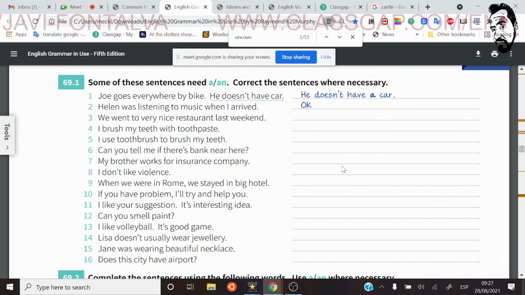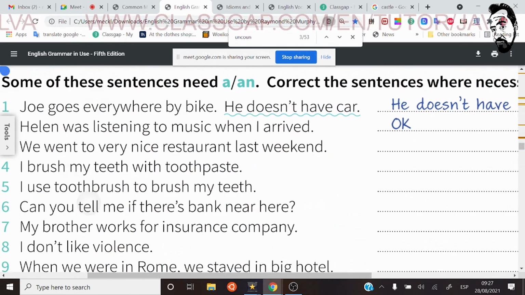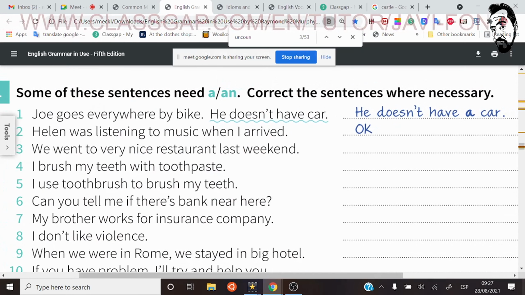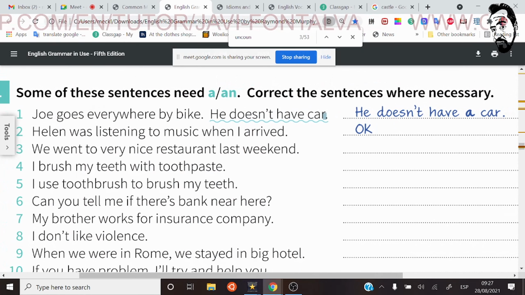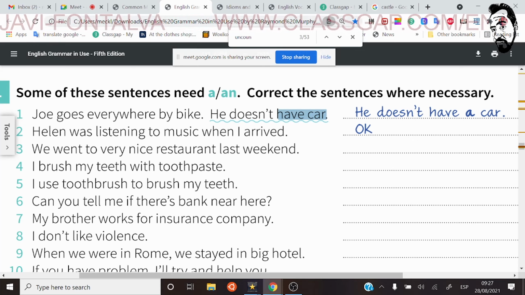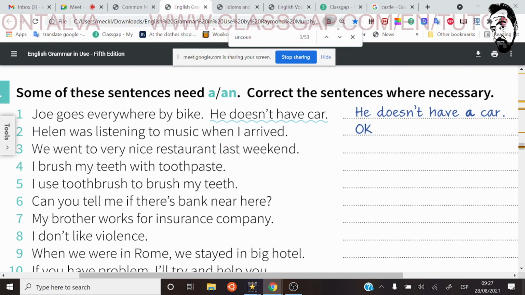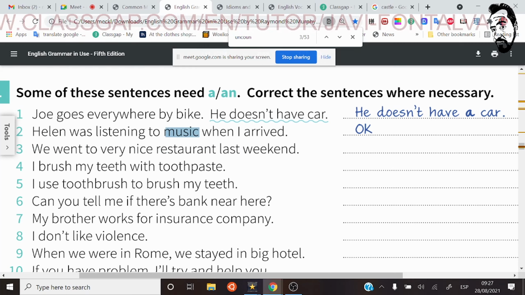Okay, we're going to try a few more sentences. Here we have two examples. Joe goes everywhere by bike. He doesn't have car. This is incorrect. You need to say he doesn't have a car. Number two, this is okay. Helen was listening to music when I arrived. Music is uncountable, so no article.